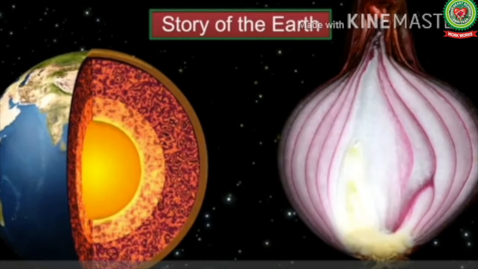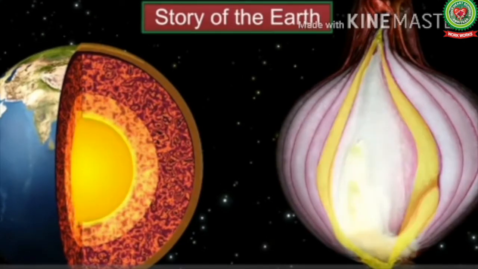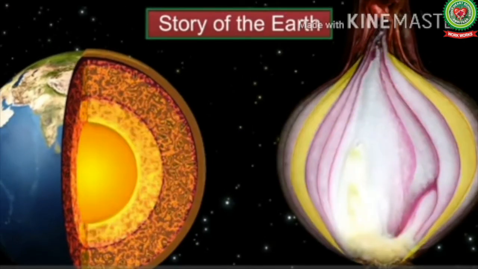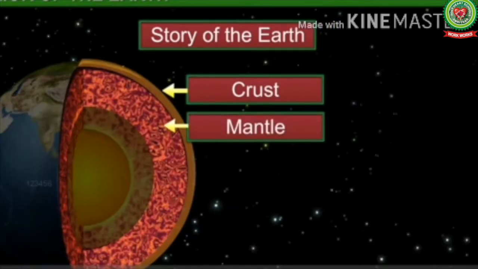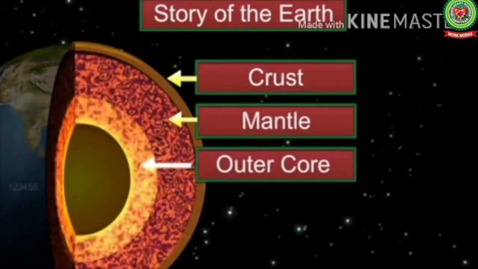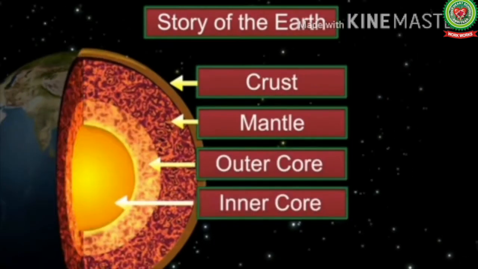These layers are arranged one on top of another. The outermost layer is a solid crust. Next is a highly viscous layer called the mantle. Below the mantle is the outer core of the Earth. The solid inner core forms the innermost layer of the Earth.